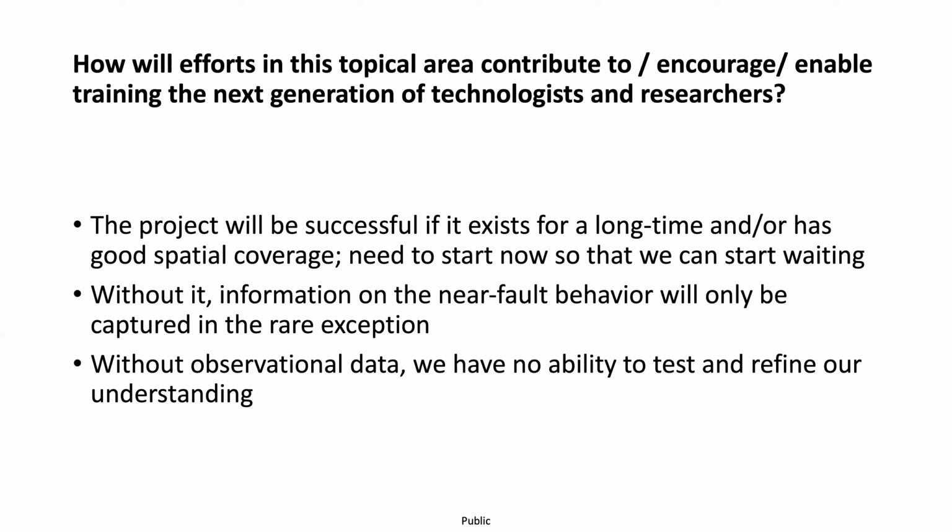I think that without such an observatory, near fault observations will only be captured in the rare exception. Norm showed the figure that we have some data from large events, but very little from small events. And so we're never going to gain that data if we don't put in the instrumentation. And without any observational data, we don't have any ability to do science. We don't have any observations that we can test our hypotheses and refine our understanding. And so I think this is a really fundamental question that needs support to be answered.